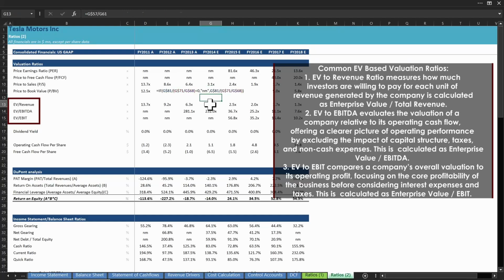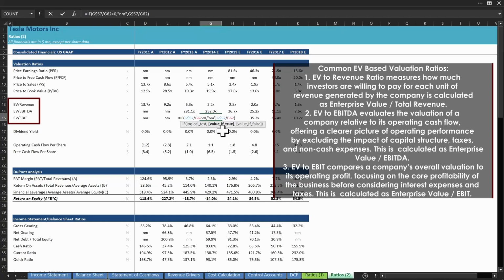1. EV to revenue ratio measures how much investors are willing to pay for each unit of revenue generated by the company and is calculated as enterprise value divided by total revenue. 2. EV to EBITDA evaluates the valuation of a company relative to its operating cash flow, offering a clearer picture of operating performance by excluding the impact of capital structure, taxes, and non-cash expenses. This is calculated as enterprise value divided by EBITDA.